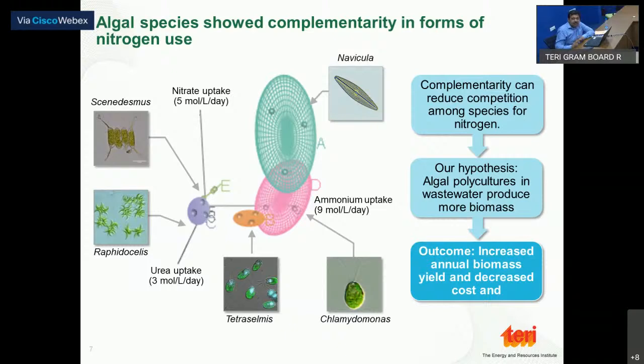Our hypothesis is that if those species are closely related and you have all those nutrients, they will compete for the same nutrients. For example, if you grow Navicula with Chlamydomonas, what will happen? They like the same kinds of nitrogen source, so they will compete for the nutrients. But if you grow Navicula with Raphidocelis, what will happen? They are distantly related, so one will take urea and another will take ammonium. At that time there will be a chance of higher productivity. So that is our hypothesis.